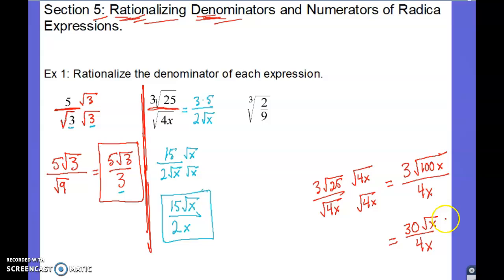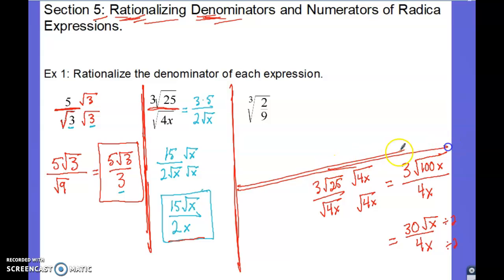But now what you need to do is divide top and bottom by 2. 30 divided by 2 is 15. 4 divided by 2 is 2, and you get the same answer. So can you do this problem in a different way? Absolutely. It just might cause you to do a little bit more work at the end.